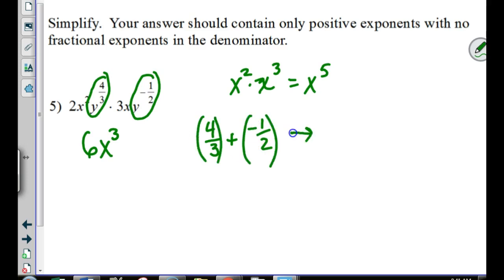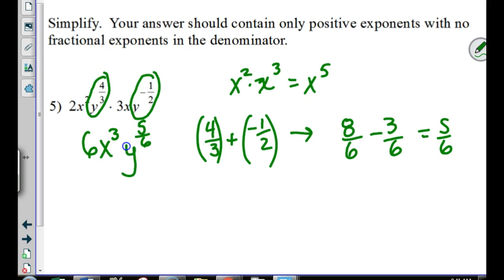Anybody good with fractions? We could get a common denominator of what? So this would be 8/6, and this one would be 3/6. So I'm getting 5/6. Did anybody add them on the calculator and get 5/6? Yes? Okay. So we ended up with y to the 5/6. Are we done?